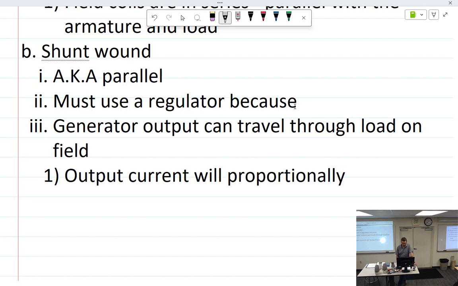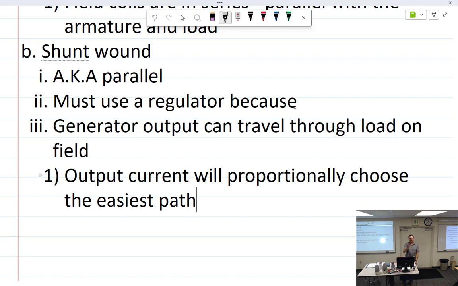Proportionately choose the easiest path. Why do I say proportionately? Because some goes to the other, harder path. It'll still flow, but not as much. Yeah, we know electricity takes the path of least resistance.